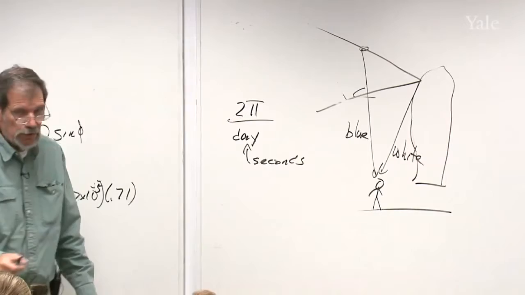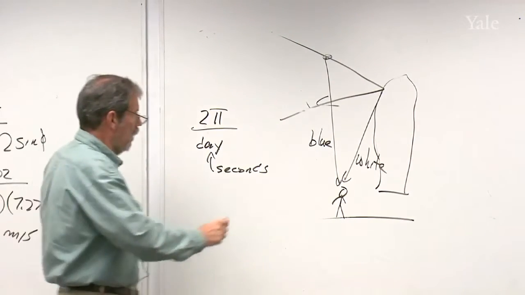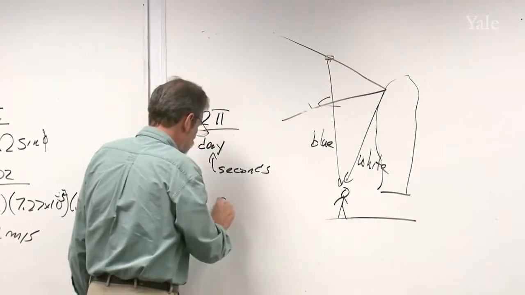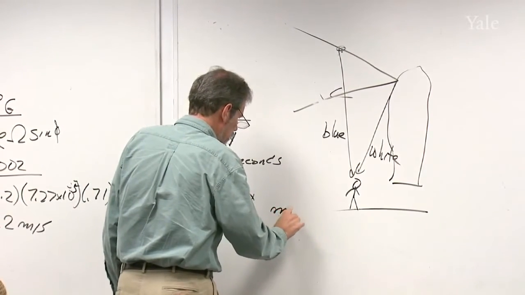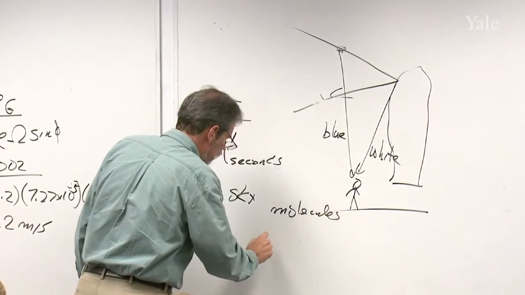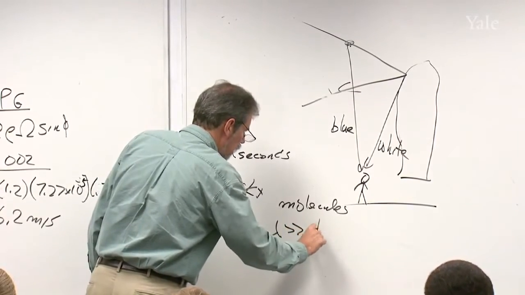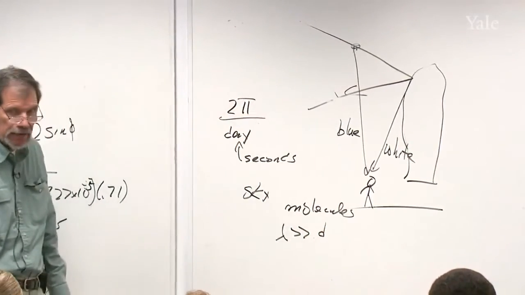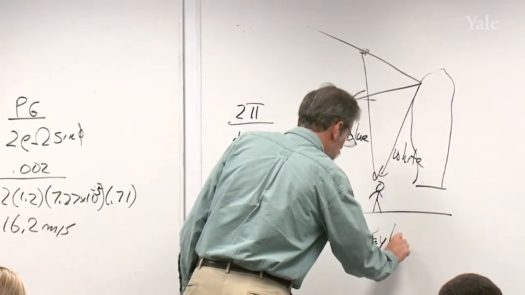So the difference has to do with the size of the particles that are doing the scattering. In the case of the sky, the particles are molecules, and the condition that the wavelength is much, much greater than the diameter of the particle is met. And that puts us into the Rayleigh scattering regime.